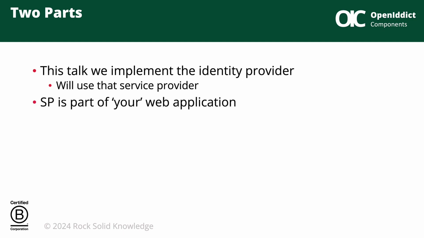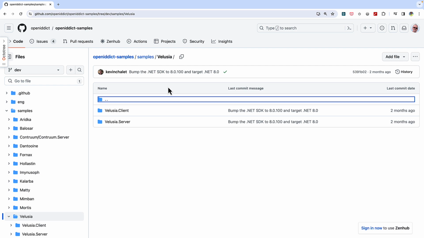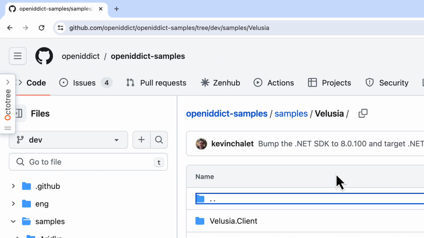As I've said, the service provider is part of your web application, whereas the identity provider is implemented in a separate application. In this case, we'll use the Rock Solid Knowledge SAML component inside OpenIddict to implement the identity provider. Before we look at the code, I just want to point out that this sample is based on one of the OpenIddict samples, the Velusia server sample. We've taken that code, amended it slightly, and we'll now add the Rock Solid Knowledge SAML component to that code to make this an IDP.